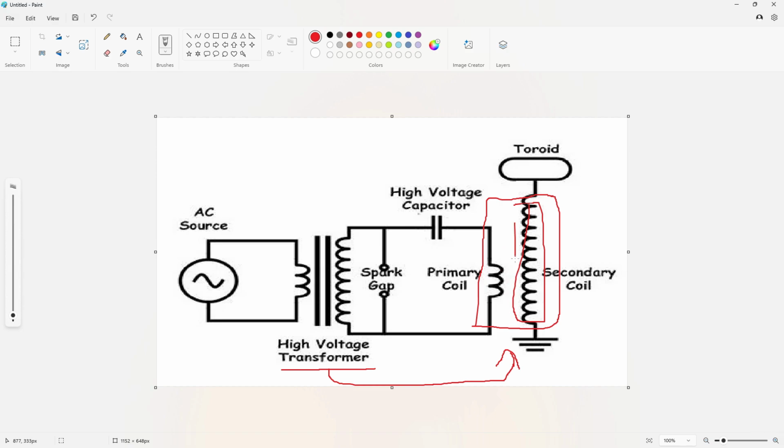If you see here, there's no two bars. These two bars in transformer symbology are the iron core. There is no iron core here. It's an air core transformer, and that was Tesla's whole idea. It's like, okay, you can transfer energy through the air, essentially. This is an air core transformer.